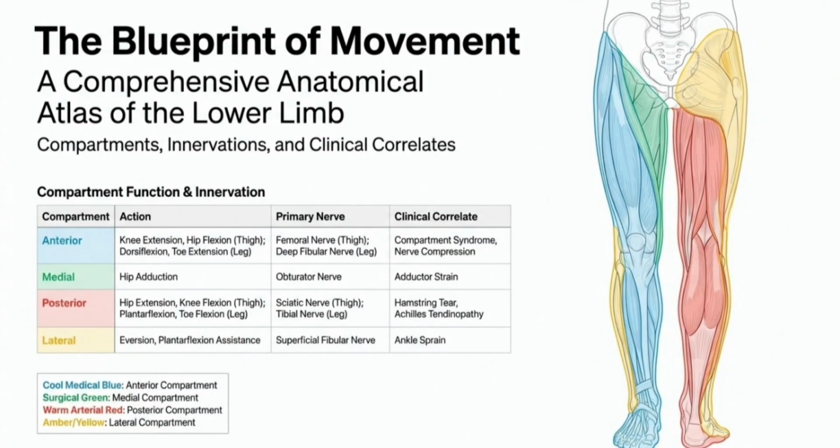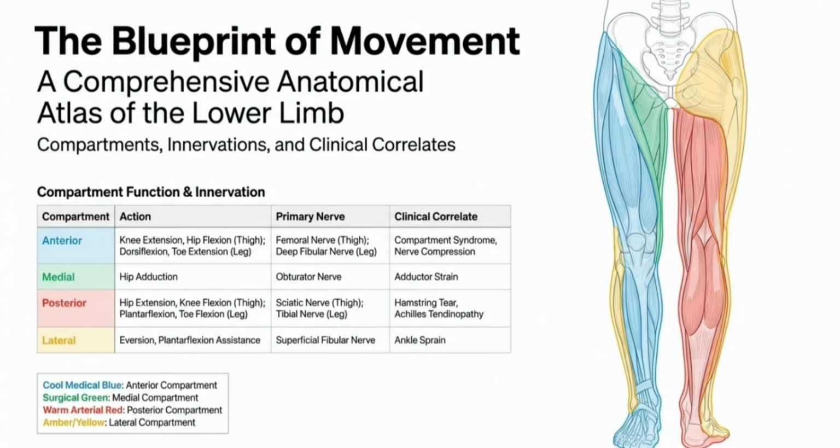Welcome to your comprehensive audio guide on lower limb anatomy, titled The Blueprint of Movement. In this opening slide, we establish a foundational overview of the four primary muscular compartments governing lower limb motility. These divisions are strategically categorized by function, neurological innervation, and clinical relevance.